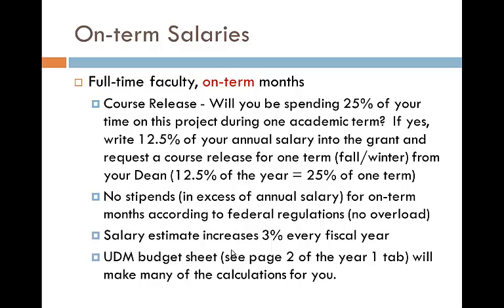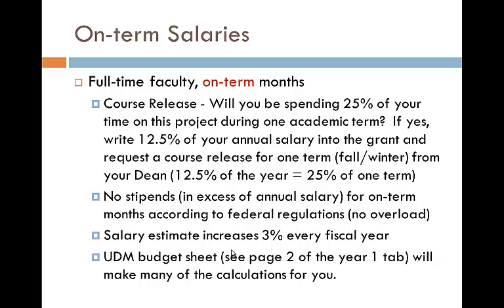Therefore, in your grant proposal, the first thing you want to consider is whether you'll be spending a whole 25% of your time on the project during an academic term. If yes, write 12.5% of your annual salary into the grant. Then you will also want to consult with your dean and make sure that it's feasible for you to have the course release, that they can hire a replacement to teach the course.